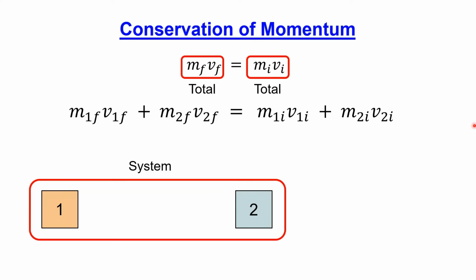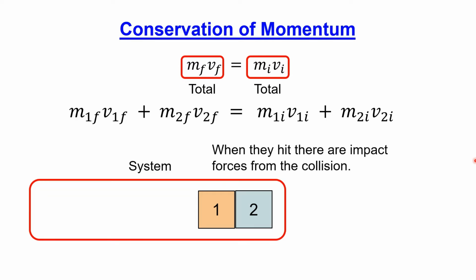Let's give one of these objects some motion to give us some momentum. And let's say they're going to crash into each other, and I'll pause it right there at the moment of the crash. We know that when they crash, there's going to be impact forces from the collision. So what we need to determine is, are those forces external forces? If they are, then we could possibly not have conservation of momentum. So we need to define that if we're going to proceed with conservation of momentum.